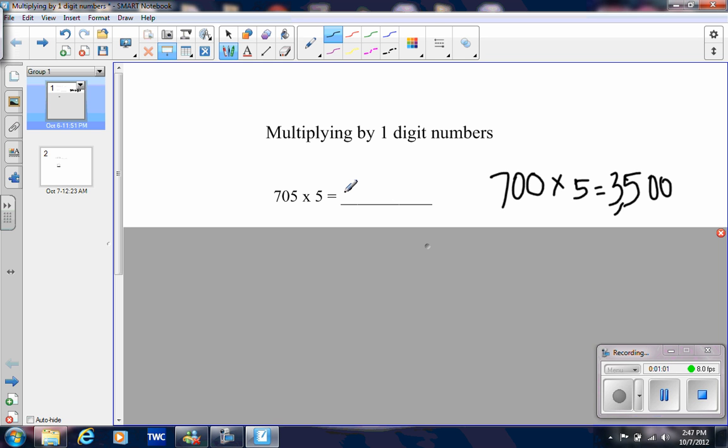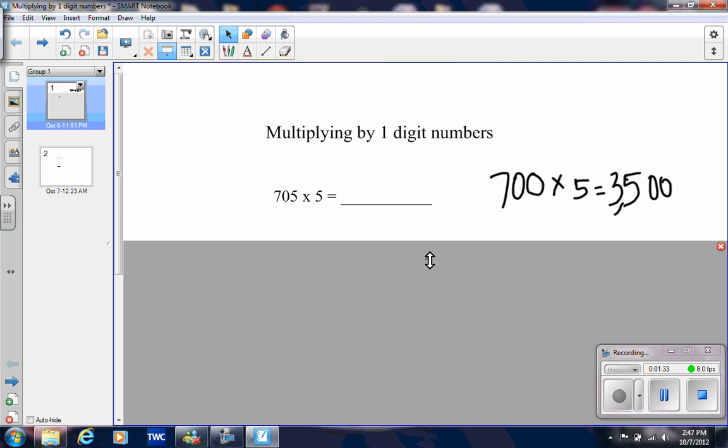So that's 3,500. We should get an answer that's very close to 3,500. I went from 705 and rounded down to 700, and I left the 5 right where it is. So right here, if I went from 705, that was my real number, and I rounded down to get to 700, my real answer should be a little bit more than 3,500.